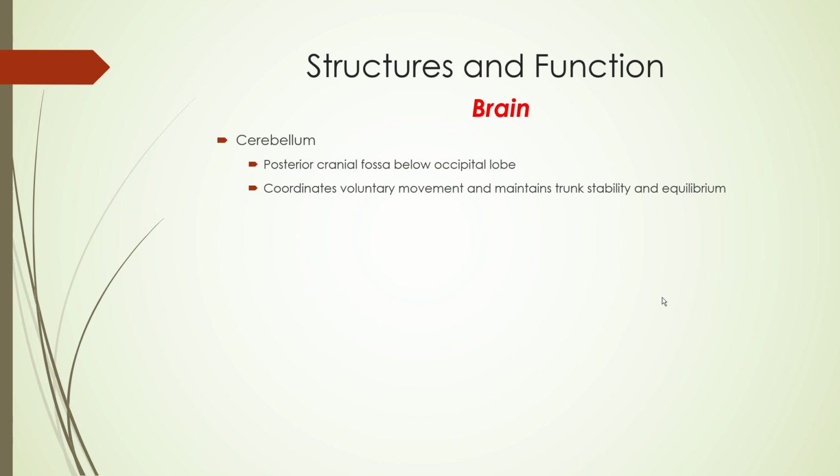The cerebellum is just below the occipital lobe and coordinates voluntary movement and maintains trunk stability and equilibrium. So I want you to think of the cerebellum and think of balance and coordination. And again, we'll talk about that a little bit more when we talk about abnormalities associated with the cerebellum, but it is important to understand the role of that part of the nervous system to then better understand abnormalities associated with it.